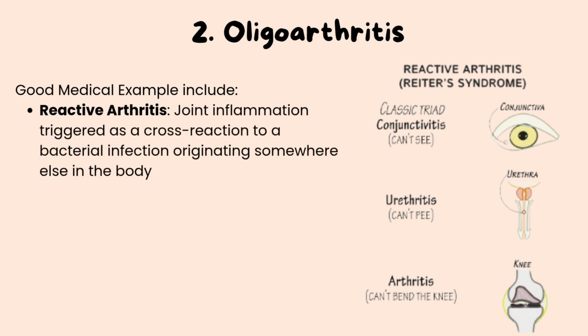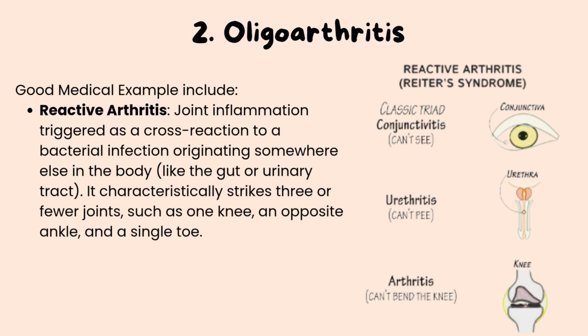It is joint inflammation triggered as a cross-reaction to a bacterial infection originating somewhere else in the body, like the gut or urinary tract. It characteristically strikes 3 or fewer joints, such as one knee, an opposite ankle, and a single toe.